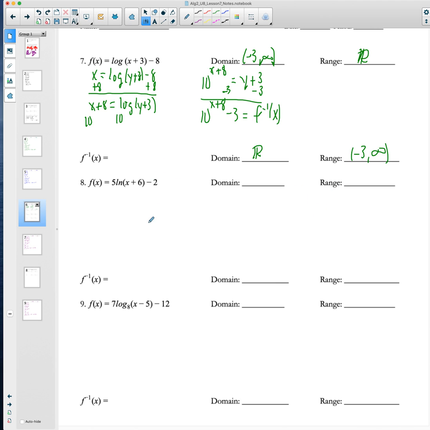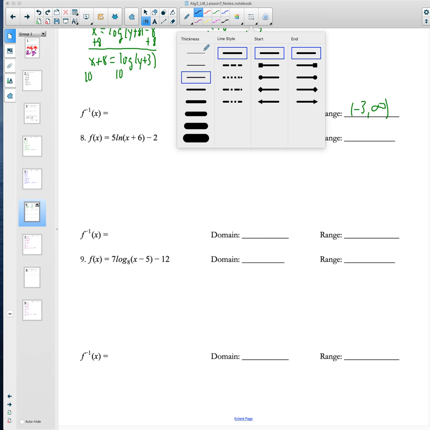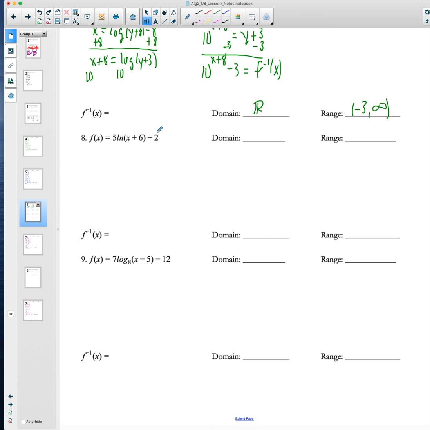All right, so one more, because I want you to see one with the natural log here, and make sure that you guys feel comfortable with that. So let's do number 8 together. And then once again, starting with our domain, we know it starts at a vertical asymptote, which would be at negative 6, based on our horizontal shift, so we know it's going to be negative 6 to infinity.